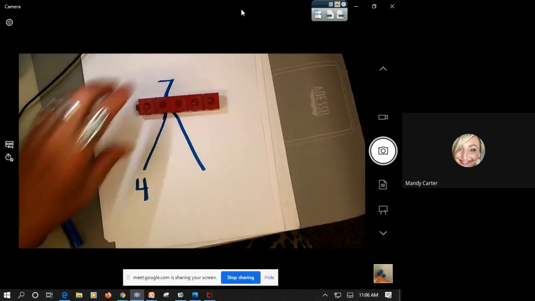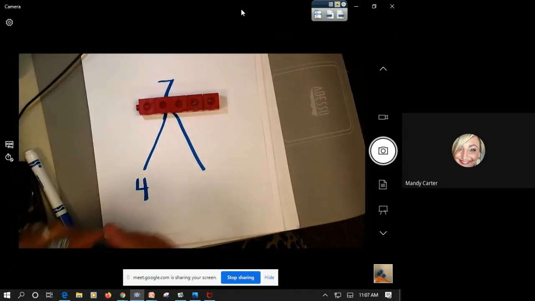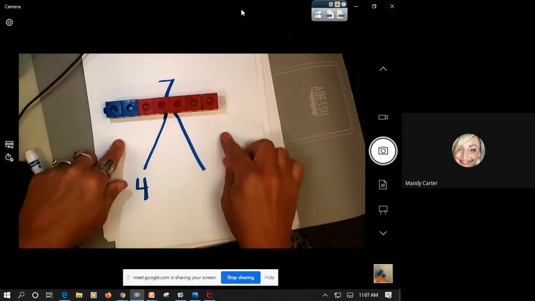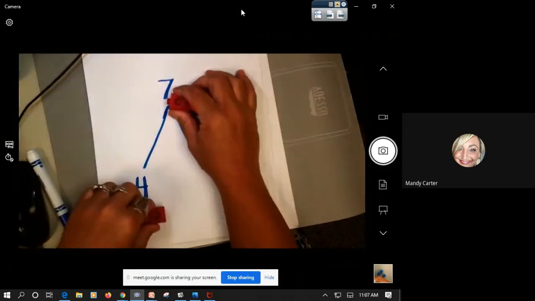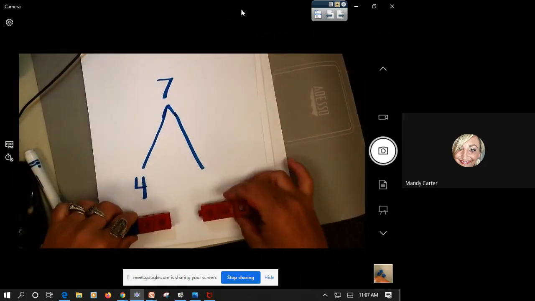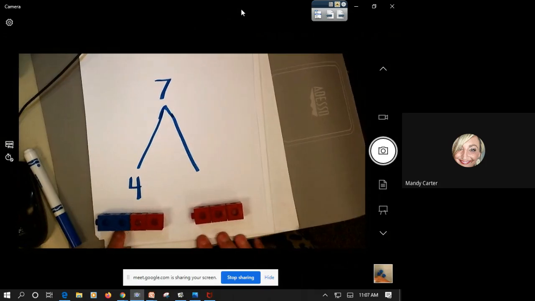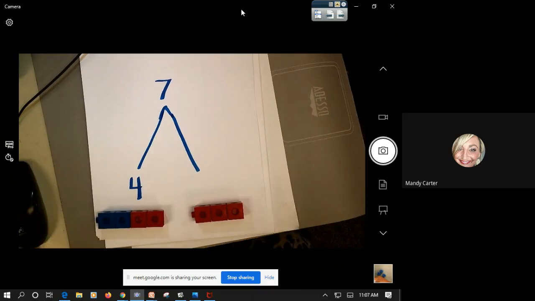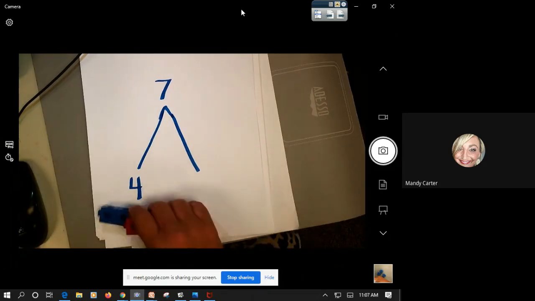So we have 5, 6, 7, and now I'm going to break 4. And you can see that if we have 4 here, we have to have 3 over here. But if you don't have manipulatives or blocks at home, you can do it like this.